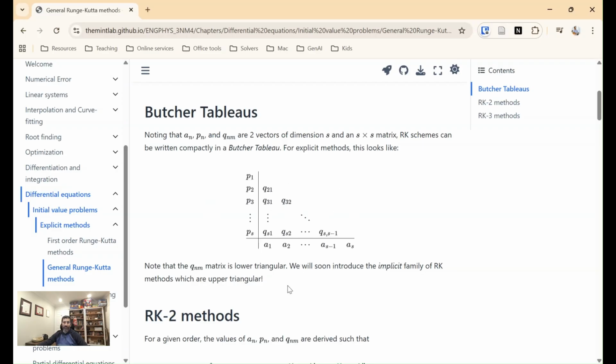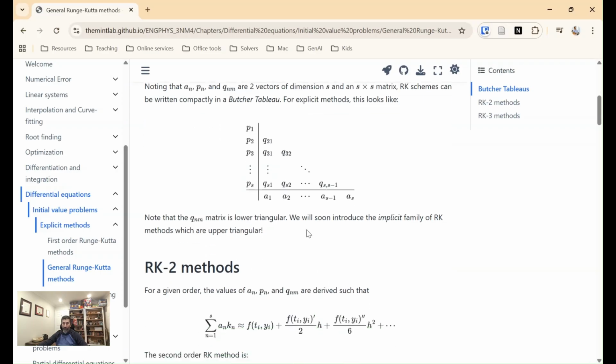On Thursday we will discuss and introduce the implicit family of RK methods, which turns out to be upper triangular. Or you can actually have mixed methods. So if you've ever worked with something called the Crank-Nicolson method of time stepping, that would be considered a mixed method. But at that point, you probably know where I'm going with implicit time stepping anyway.